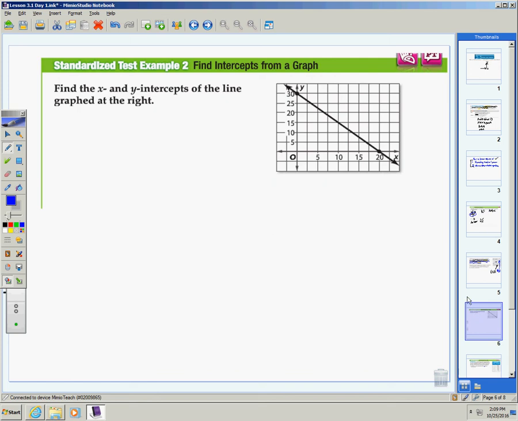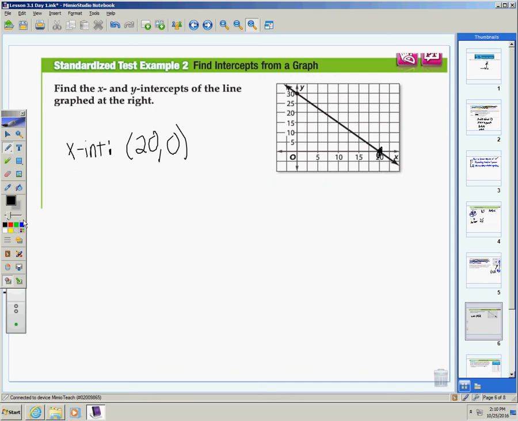So we're going to find the x and the y-intercepts of this graph over here. The way we do that, to find my x-intercept, and I usually just abbreviate intercept as int, I look for where this line crosses the x-axis. It's right there at 20, so my x-intercept is (20, 0). It crossed the x-axis where x was 20.